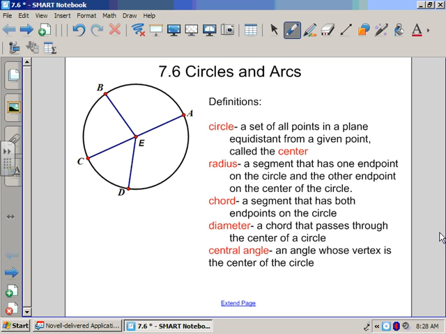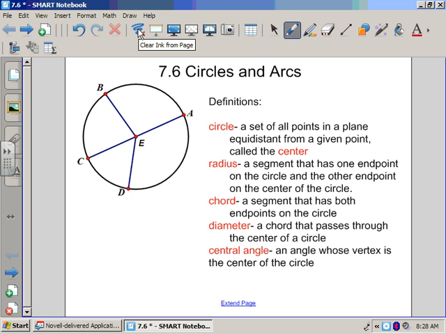A radius is a segment that has one endpoint on the circle and the other endpoint in the center of the circle. DE is a radius. A chord is a segment that has both endpoints on the circle. Let me draw a chord. There's your chord. That would be chord BC. A diameter is a chord that passes through the center of the circle. Well, there's AC. That is a chord. It has both endpoints on the circle, and it passes through the center E.